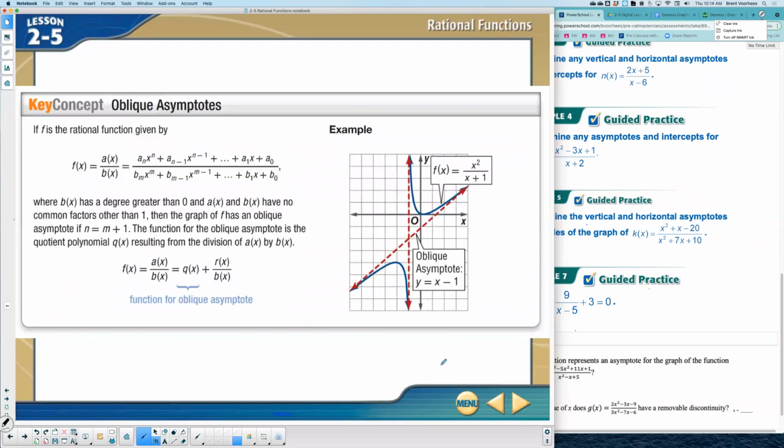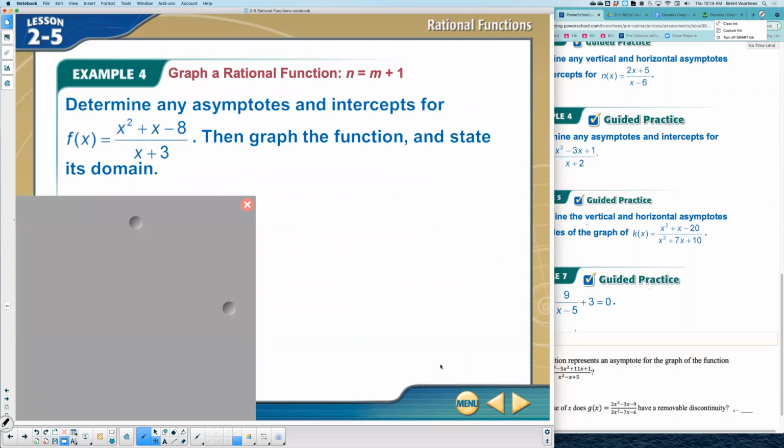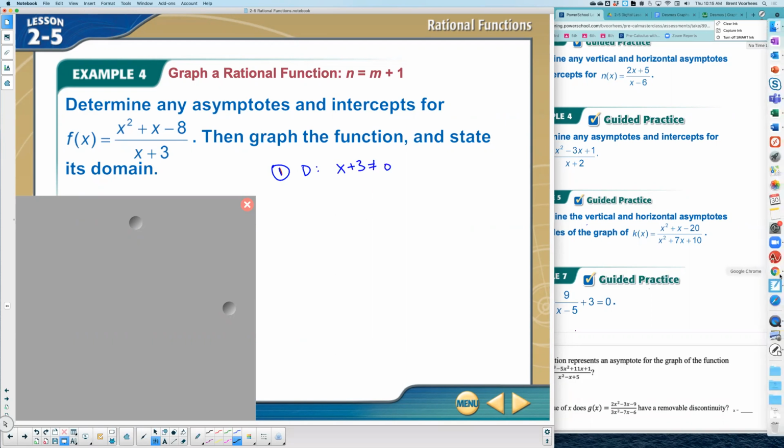All right, so now we get into when we're bigger on top. You'll get to see that a little bit more. I'm going to walk you through what happens here. For domain, step 1, domain. I would set the denominator as not being equal to 0. What's my one step here? Subtract 3. And so we'll find out that x cannot equal -3. That means all reals except for -3.